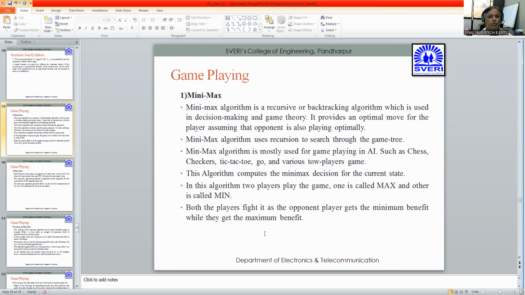In this algorithm, two players play the game. One is called max and the other one is called min. So why is the name given as minimax? Because as we require two players in the game, hence the name is given as minimax. So one will be called max and the other one is called min. Both the players fight it out as the opponent player gets a minimum benefit while they get the maximum benefit.